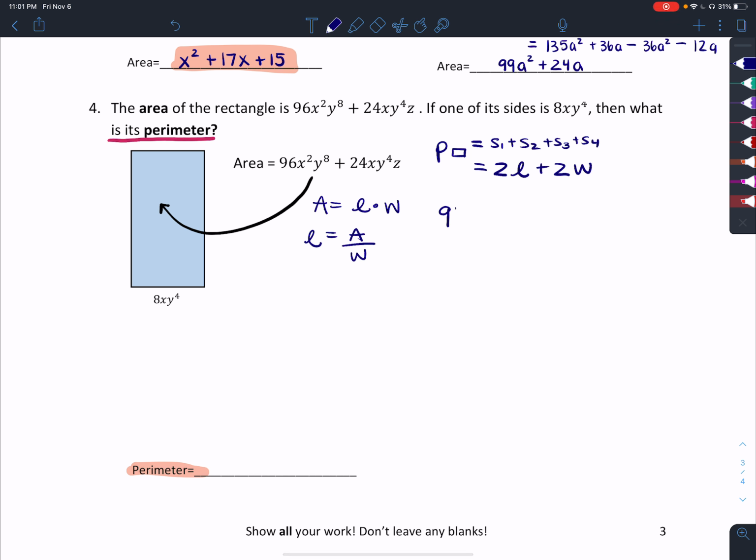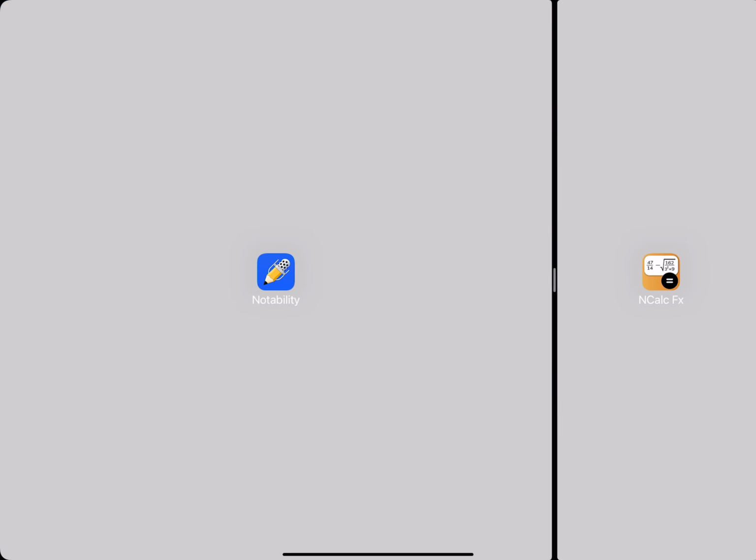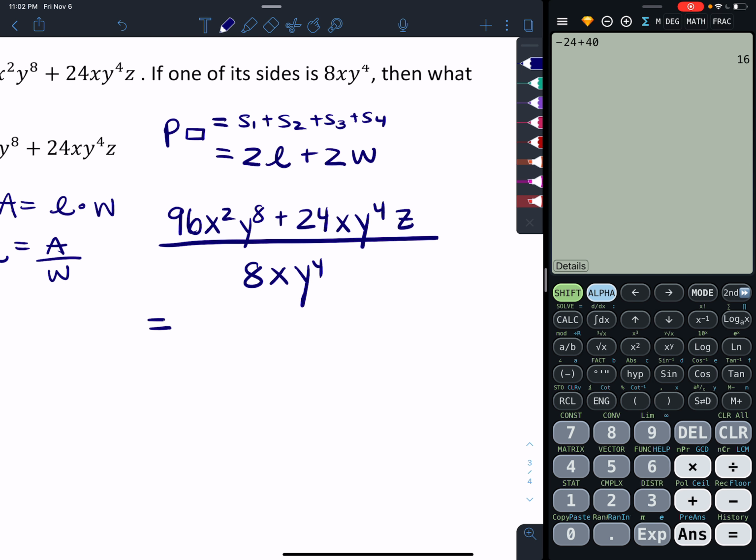So I'm going to do 96x squared y to the 8 plus 24xy to the 4 z divided by 8xy to the 4. I'll put my answer right here. And now I do need my handy little calculator. So now we have 96 divided by 8. So we have 12.